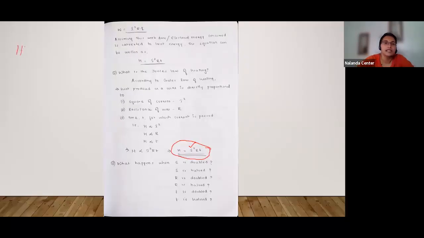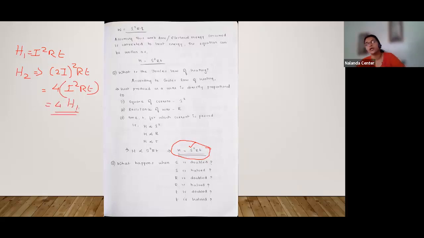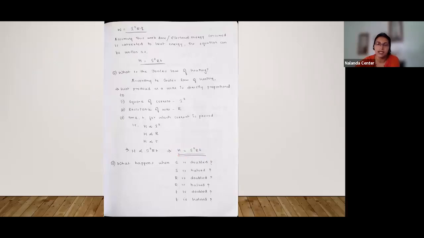Okay, what happens? H is equal to I square RT. Okay, H1 is equal to I square RT. What about the new heat when the current is doubled? 2I the whole square into R into T. What happens? 2 becomes 4. 4I square RT. Now what about this? This is 4 into H1. The heat becomes 4 times. So such questions are very, very important, ladies and gentlemen.